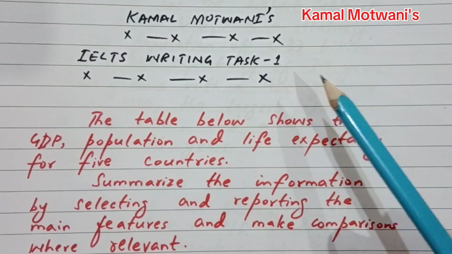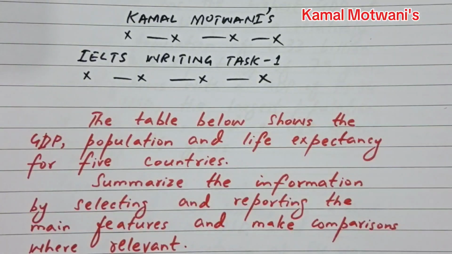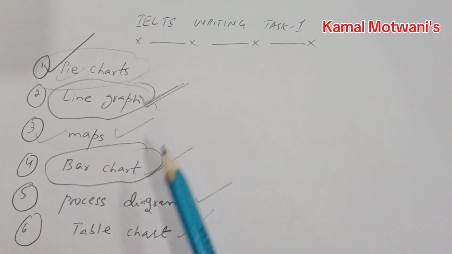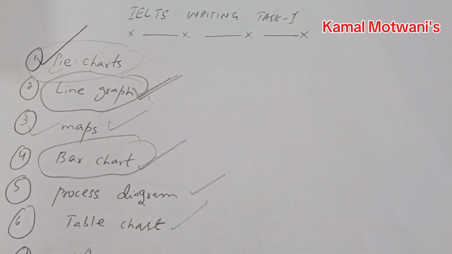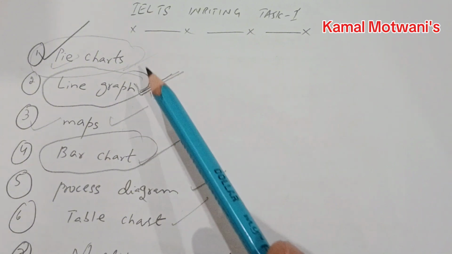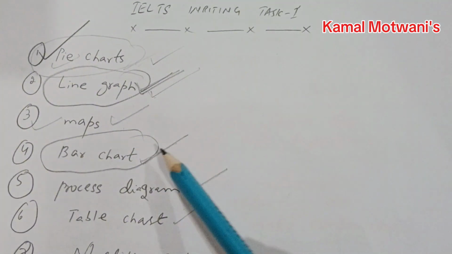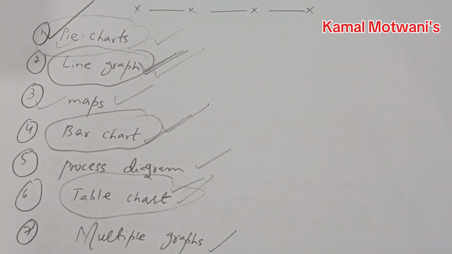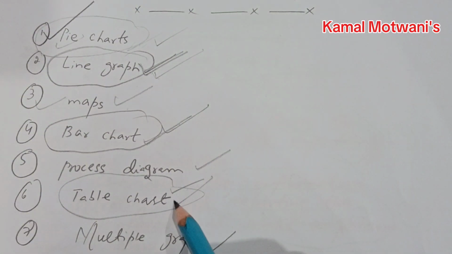Today I'll solve another IELTS writing task 1. In earlier videos, we solved other IELTS writing tasks. There are in total 7 types of IELTS writing task 1: pie charts, line graph, maps, bar chart, process diagram, table chart, and multiple graphs. I have solved the pie charts, the line graphs, and the bar chart in earlier videos. Today I'll solve the table chart for you. So the IELTS writing task 1 that I'm going to solve today in this video is pertaining to table charts.